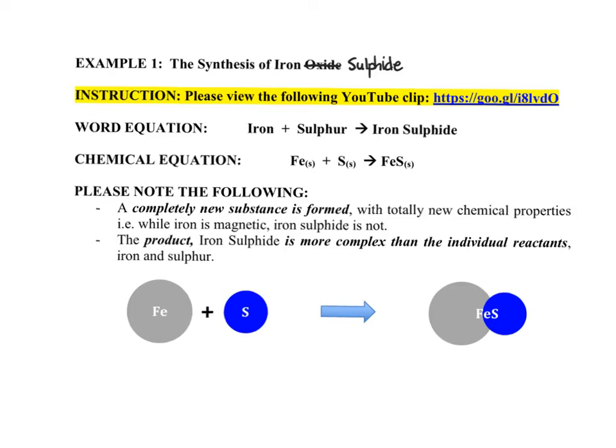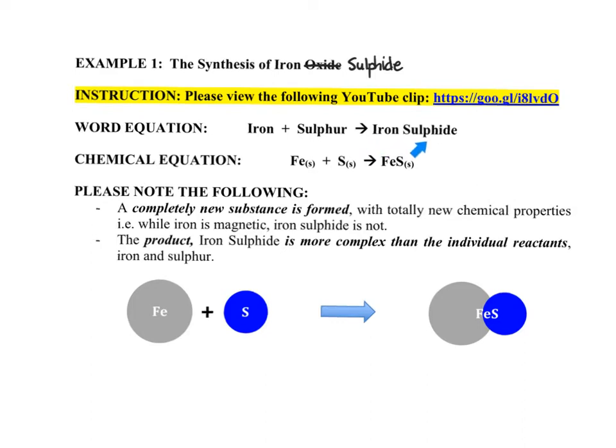It started to glow, and you could actually see there was a color change in the flame on the outside. And the reason for that was that was where the energy was being given out by the reactants in forming the new substance, iron sulfide. Now, iron sulfide has very different properties and characteristics to the iron and the sulfur.